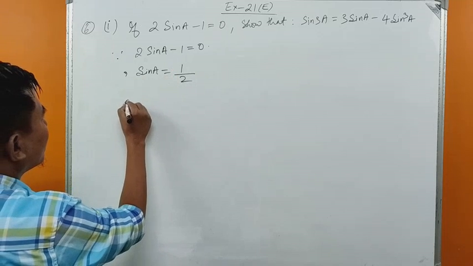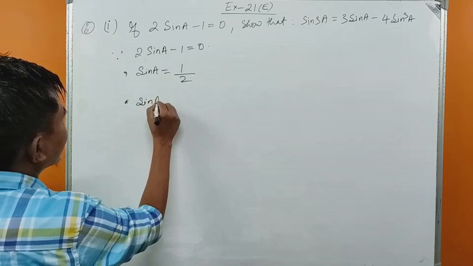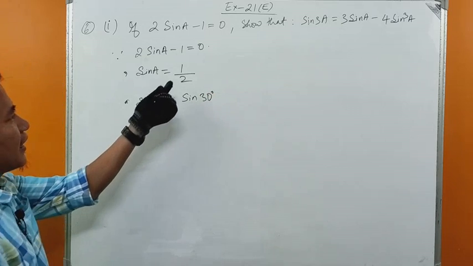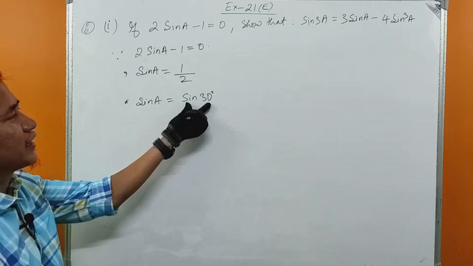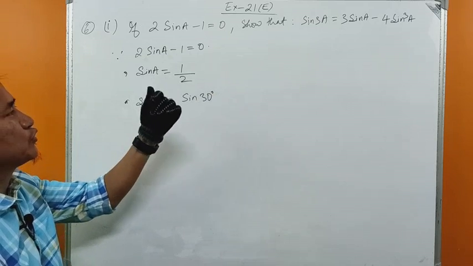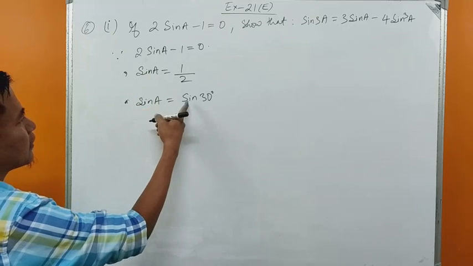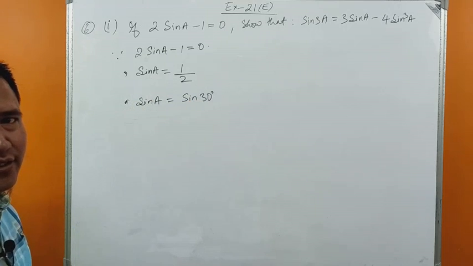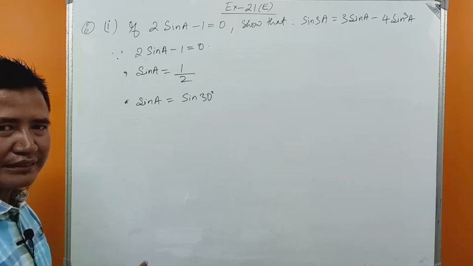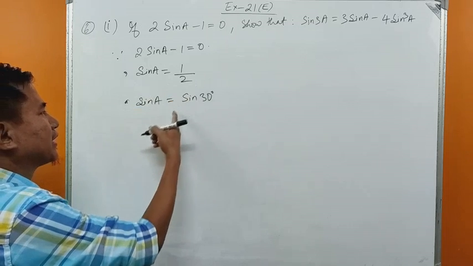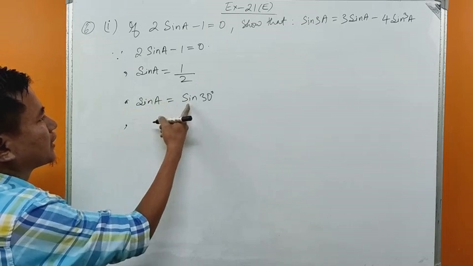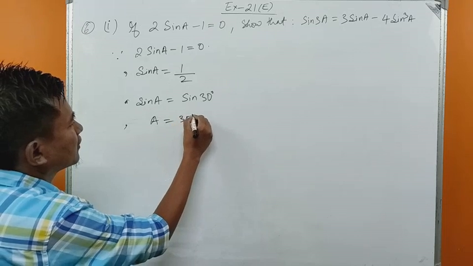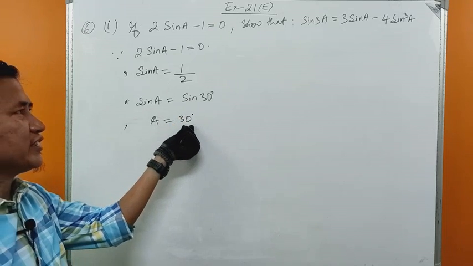Or sin A equals sin 30 degree. The value of sin 30 degree is 1 upon 2. Now we cannot cancel this sin, okay? Sin, cos, tan, cot, sec, cosec are trigonometrical functions, so they should not be cancelled like this. So we can leave sin and write A equals 30 degree. We got the value of A as 30 degree.